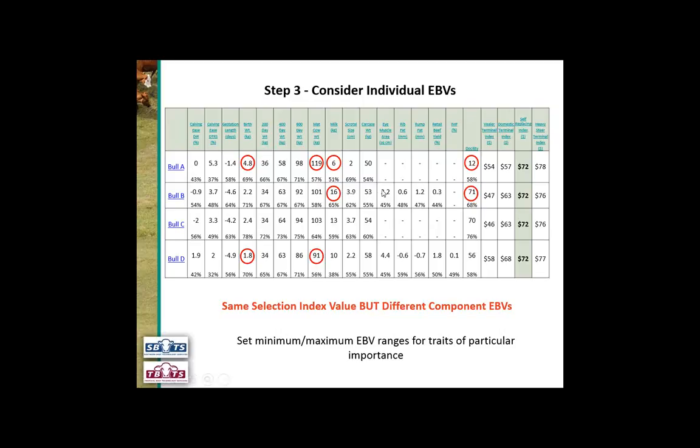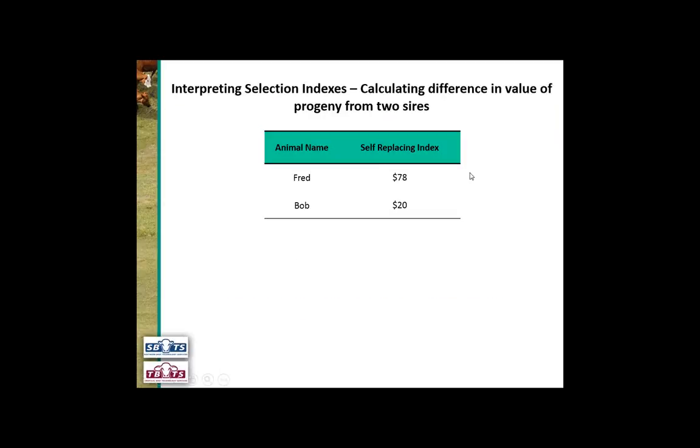So if docility was a concern to you, then you would certainly go for Bull B over Bull A, even though the indexes were the same. But having said that, you could probably happily use Bull C and Bull D. It's Bull A that you would be wary of because he's well below average for the breed.